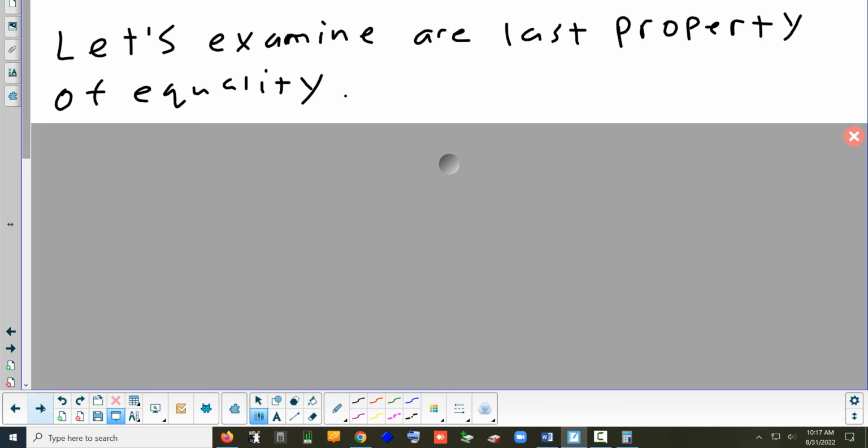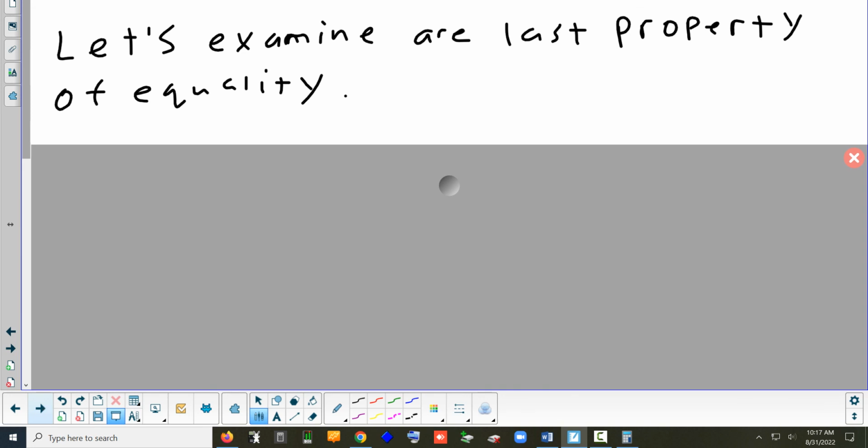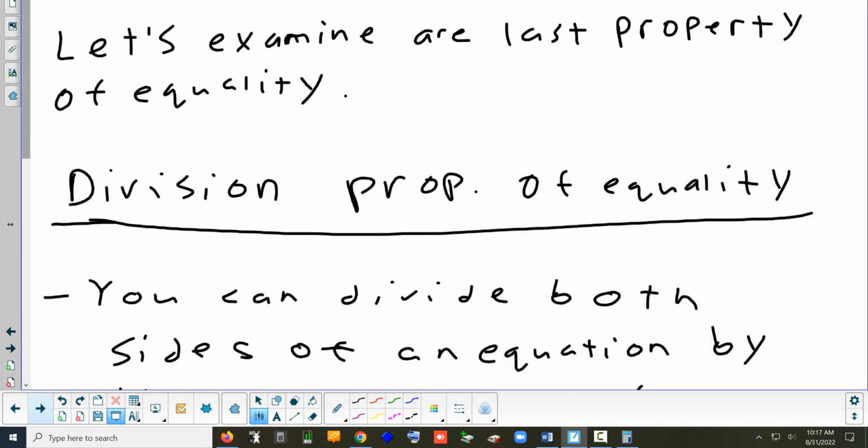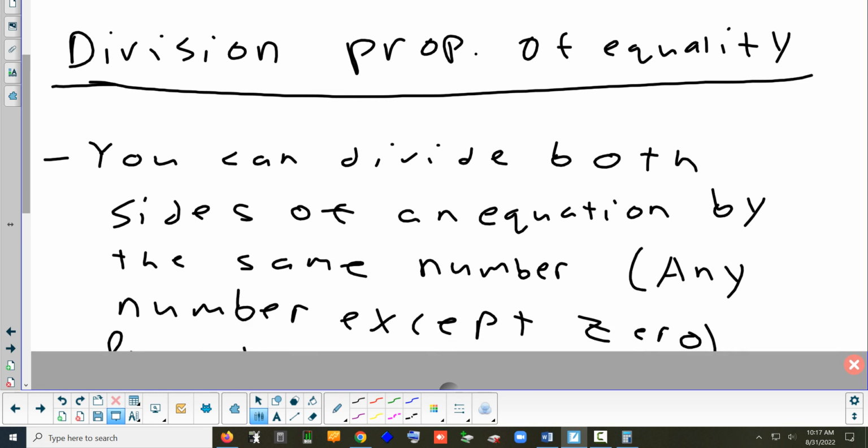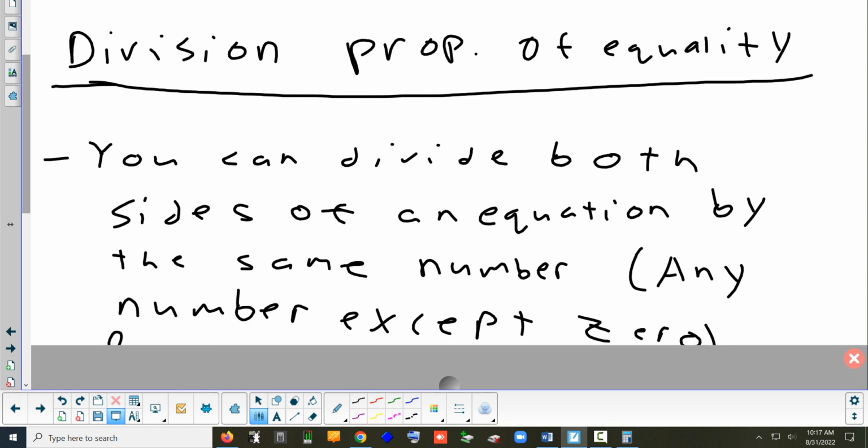So the last property we're going to look at today is division. The division, and this part, you guys don't have to write this down. I just want you to look at it. It says you are allowed to divide both sides of an equation by the same number, except what number can't you divide by? It's the same number you can't multiply by. Yeah, 0. You can't divide by 0. Okay? Any other number besides that is okay.